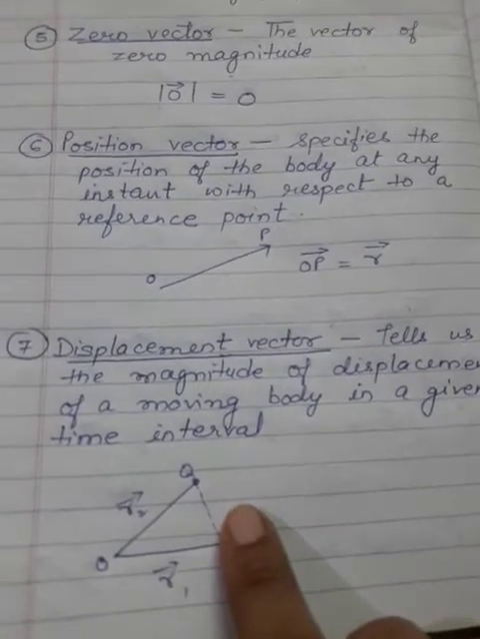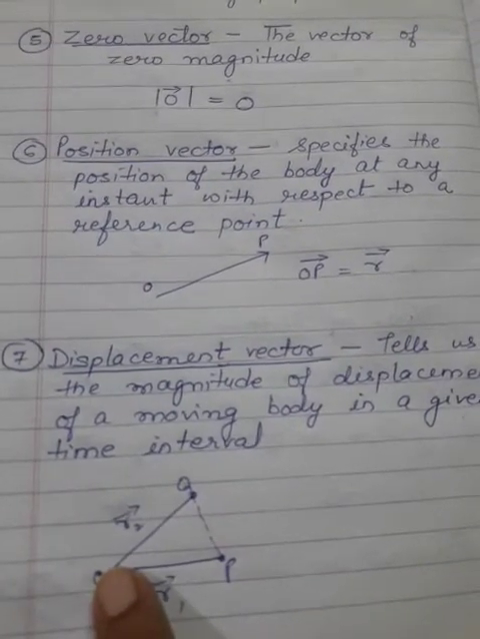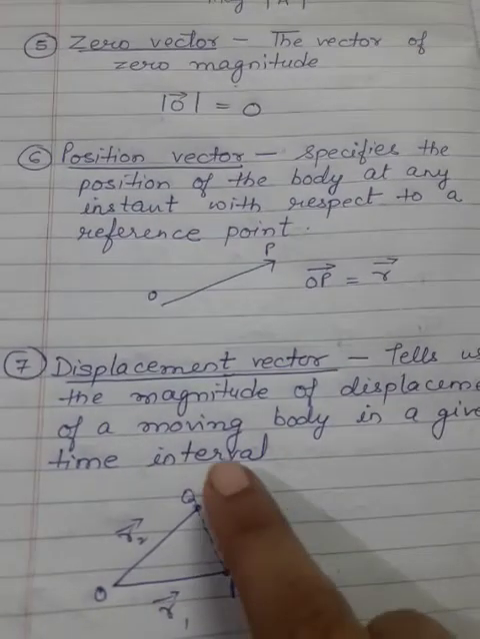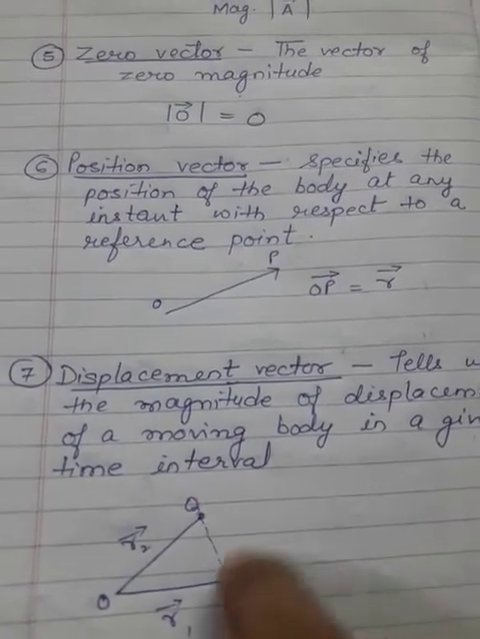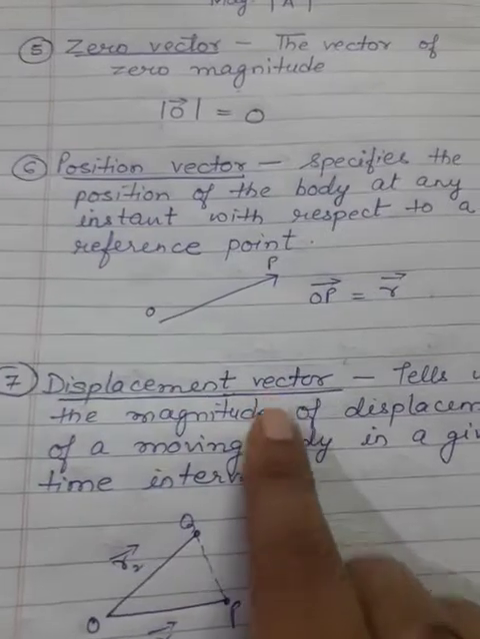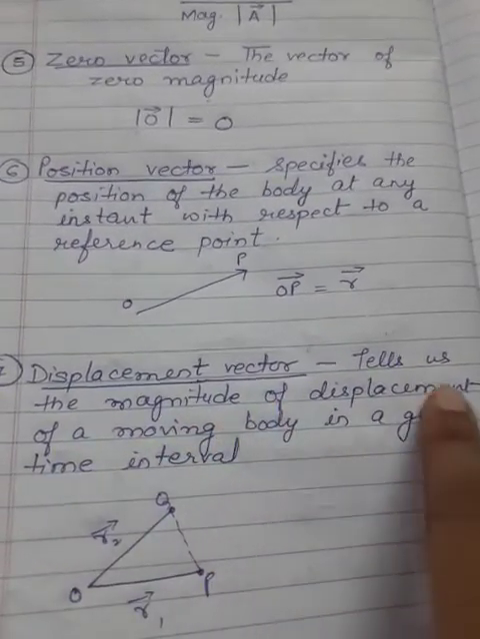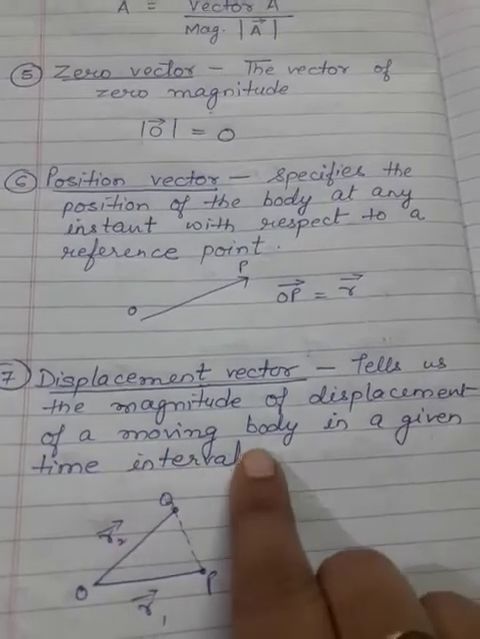Displacement vector. If you have two position vectors OP and OQ, then the difference of these points is called the displacement vector. The displacement vector tells us the magnitude of displacement of a moving body in a given time interval.